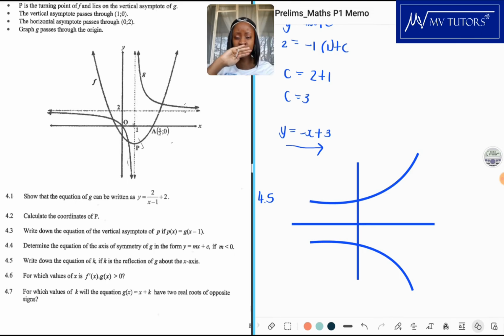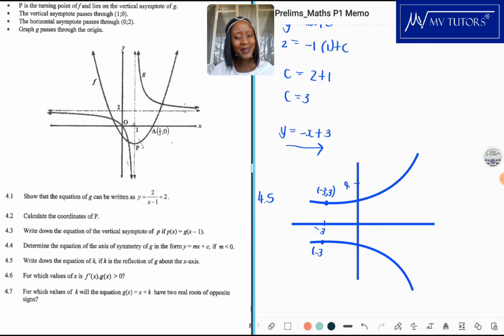So what happened to the x value? Let's say this is 3 and that's 4. Okay, so do you see that? Let me use a point here. Let's say it's -3 and 3. If I take this point here, do you see that the x value remains the same?